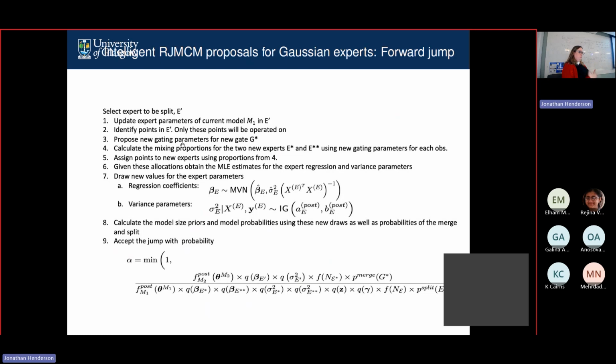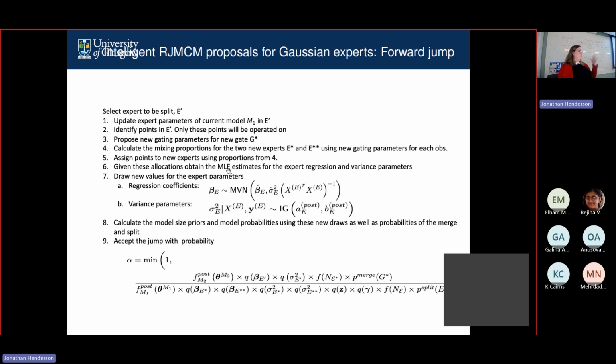We're going to randomly propose a reasonably sensible gating parameter for that new gate. That then implies certain mixing proportions for these new experts that are coming from that split of that gate. And we use those new gating parameters that we just estimated in 3 to actually do that. So we assign the points based on those mixing proportions. And now we know not just the points that were assigned to the original gate, but how they're assigned to these new experts that we've just created.